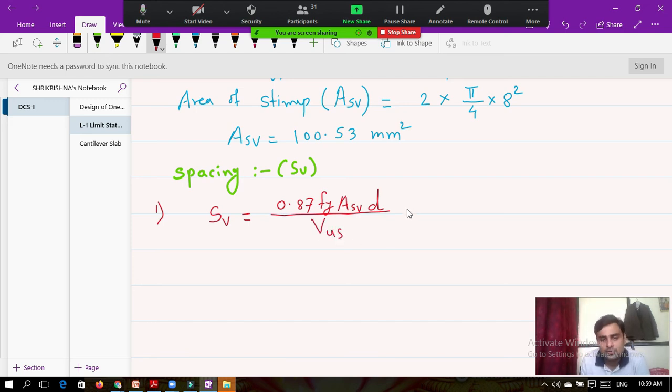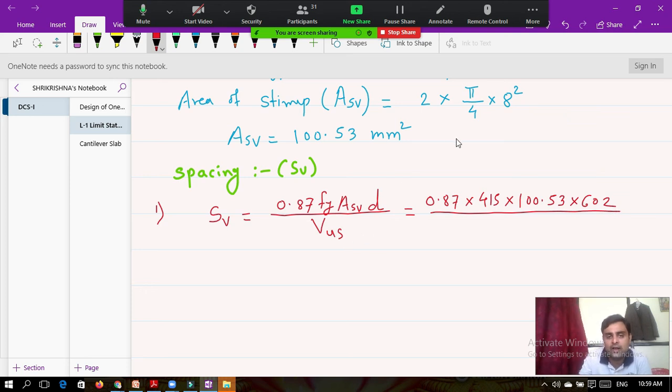Now if you put all these values, then 0.87 as it is, Fy is 415, multiplied by ASV, area of stirrups, it is 100.53, multiplied by D, that is our effective depth, it is 602, whole divided by VUS, that is our unbalanced shear.